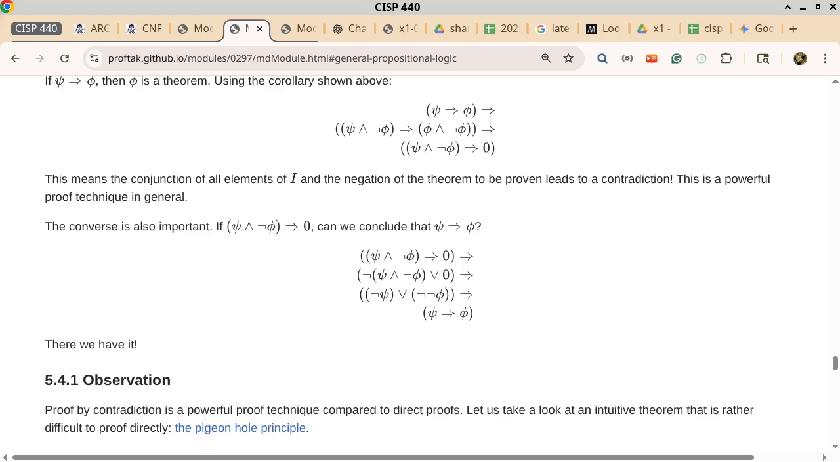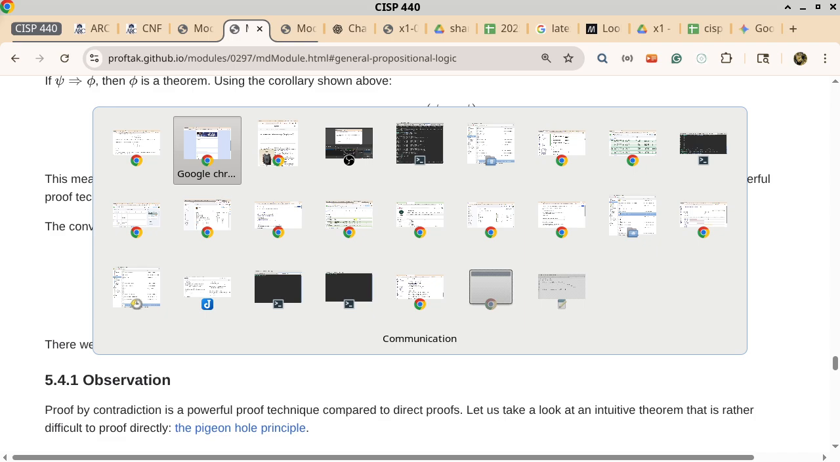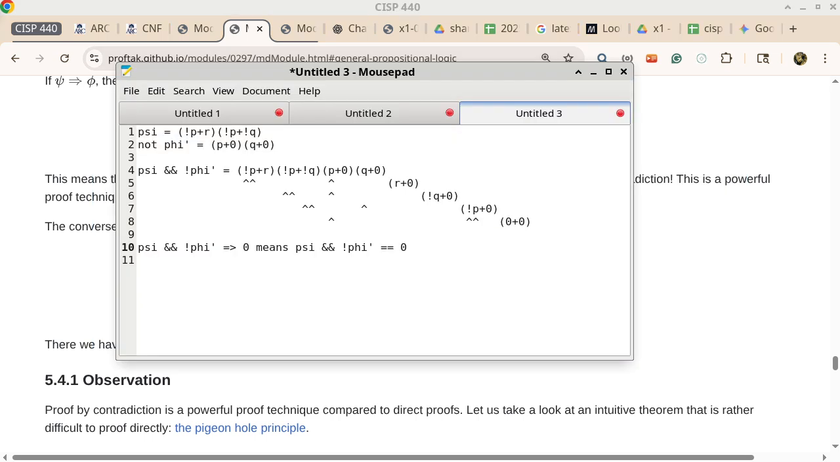So in terms of theorems, we know the phi prime is the theorem. In terms of that observation, what can we conclude in this case? Let me go all the way back to the text editor here. So what does this mean? It means psi implies phi prime, which also means in this case, phi prime is a theorem of psi. Is that okay?